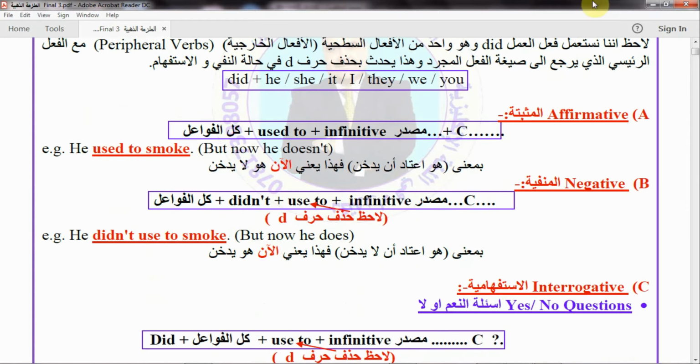The second mood is letter B, negative. The structure: all pronouns plus didn't plus used to plus infinitive plus complement, full stop. Look here, we omit the letter D. Why? Because we use the preferable verb did.